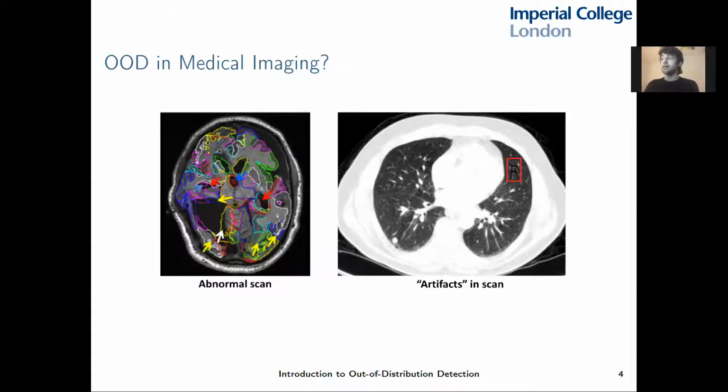On the right-hand side, CT scans can have artifacts, and I think we can all agree that we want an algorithm that can detect that something fishy has happened in the reconstruction, such as having a gorilla in your lung, as in this silly example over here.